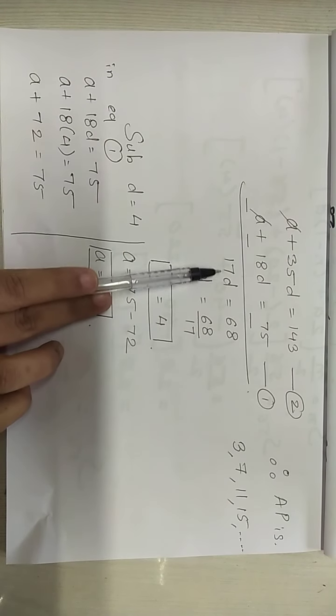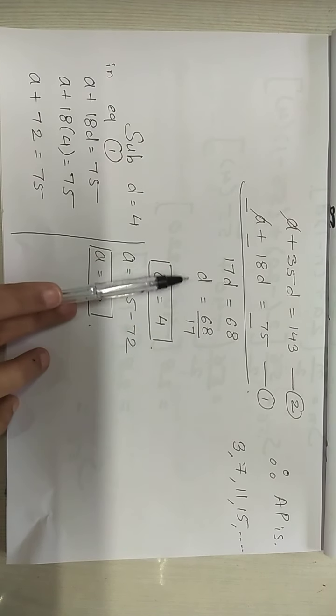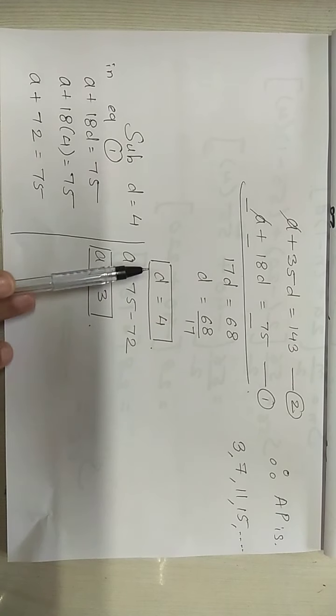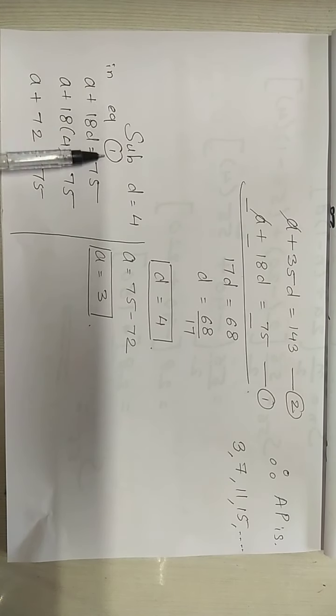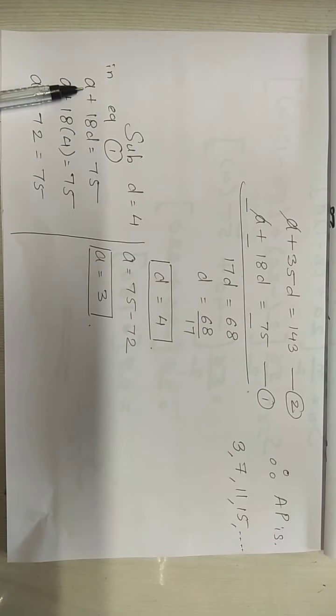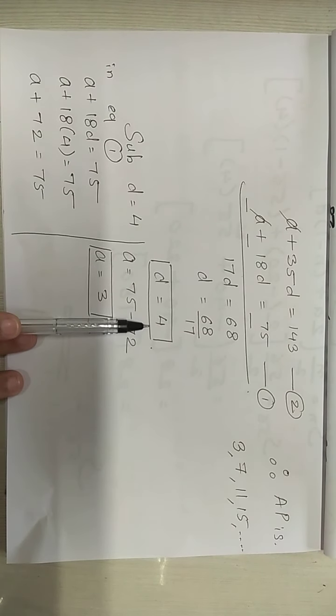35 minus 18 you get 17D. 143 minus 75 you get 68. D is 68 upon 17. D answer is 4. Now substitute D equal to 4 in equation 1. This is equation 1, A plus 18D equal to 75. A plus 18 into 4 equal to 75. A plus 72 equal to 75. A will be 75 minus 72, as this 72 goes on the other side and becomes minus. A answer is 3. That means the first term will be 3 and the common difference will be 4.